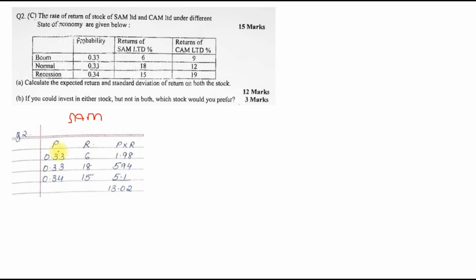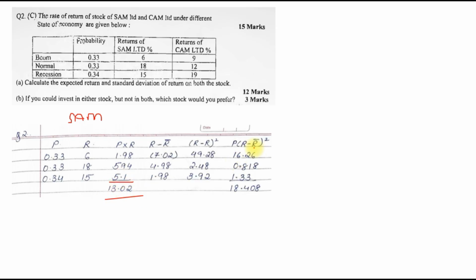Okay, probability is given as 0.33, 0.33 and 0.34 under different economic conditions, that is boom condition, normal and recession. The returns are 6, 18 and 15. We multiply them, P into R, and we get the total. The total is nothing but the expected return. So the expected return came to 13.02%.